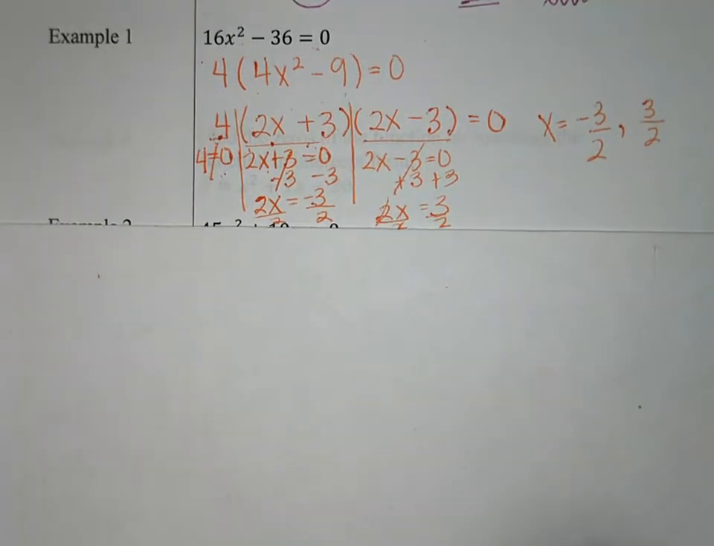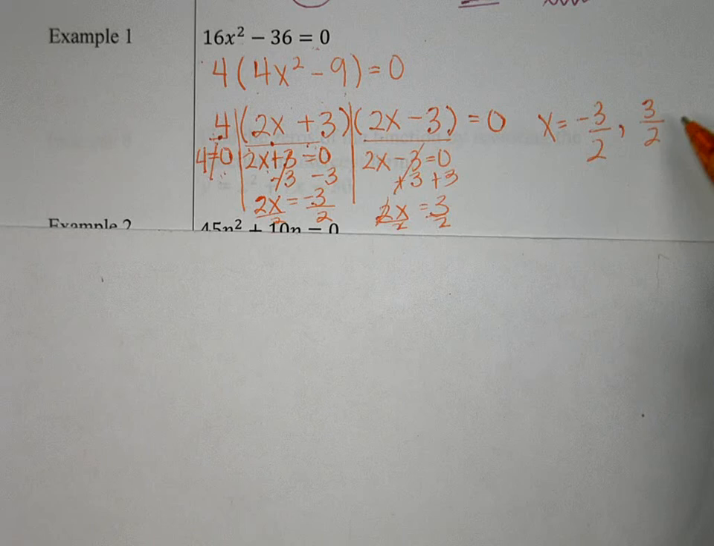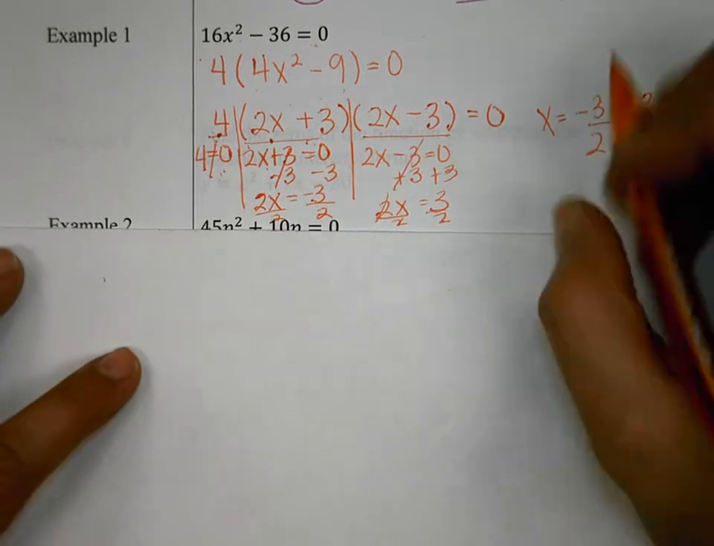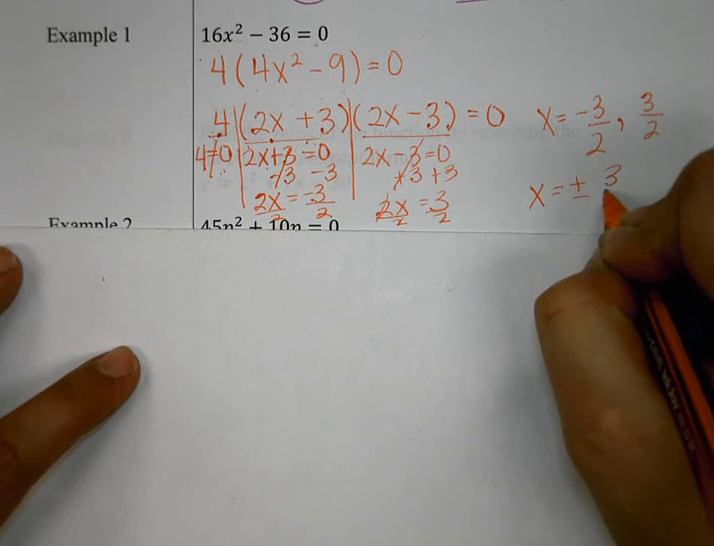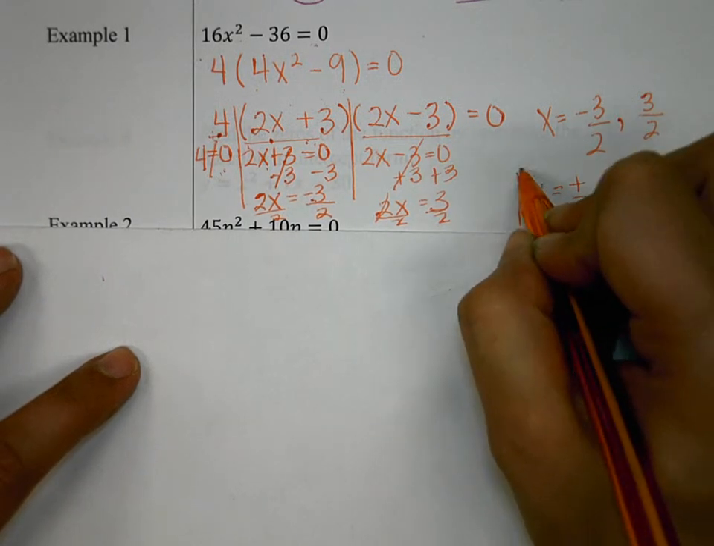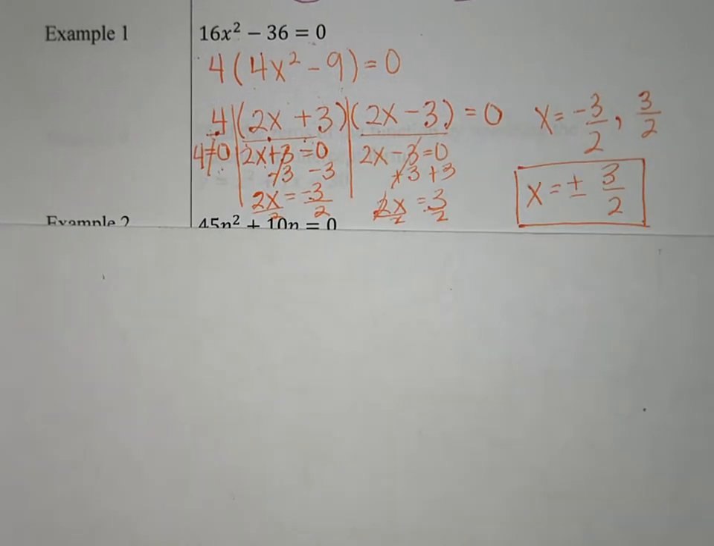So there is a way that I can rewrite this. Since I have negative 3 over 2 and positive 3 over 2, I can simplify that to x equals plus or minus 3 over 2. So I actually do have two answers here, positive 3 over 2 and negative 3 over 2.